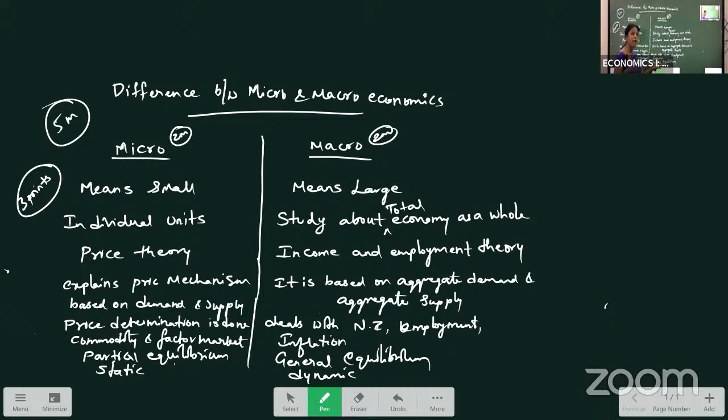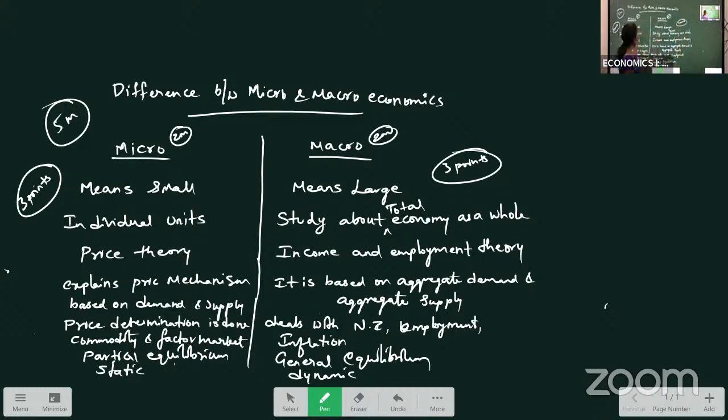Dynamic means what? Which changes as the time changes. Macroeconomics means our national income changes. Day by day, national income will change. Day by day, GDP will be changing. Day by day, employment rates will be changing. So that change is considered by using the macro approach. Got it? So when you get macroeconomics for 2 marks, you have to write any 3 points out of this. 3 points you write, you can easily score 2 marks from this.